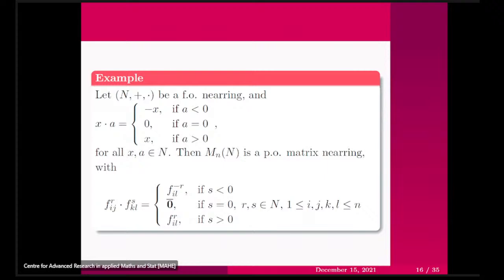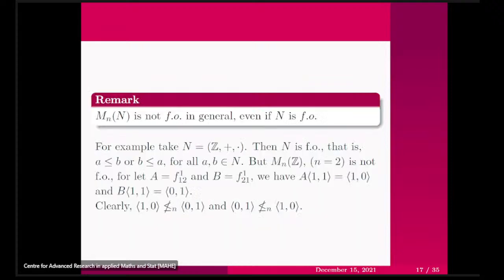Here we can see that even if N is fully ordered, M_n(N) may not be fully ordered. Here it is just a partial order. So this remark follows that M_n(N) is not fully ordered in general, even if N is fully ordered. For example, take N as the set of all integers, then N is fully ordered, whereas M_n(Z) is not fully ordered. For instance, if we take n equal to 2, A equal to F_11 and B equal to F_22, then A at (1,1) is equal to (1,0) and B at (1,1) is equal to (0,1), but there is no relation between these two ordered pairs.